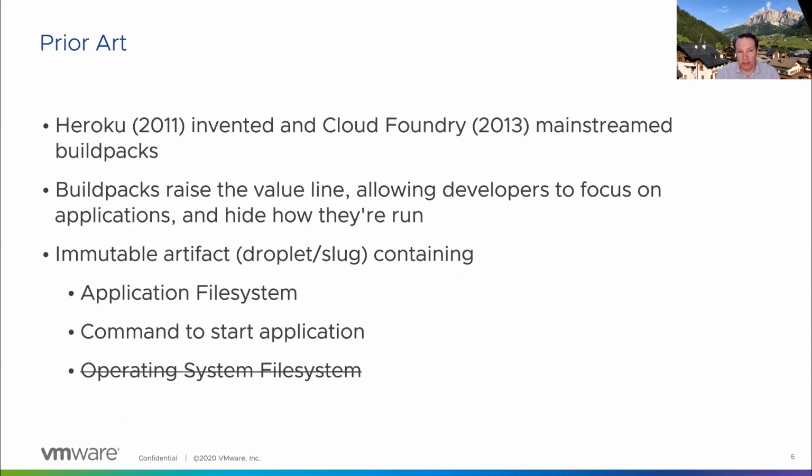So the good news is, there's some prior art for how you might want to deal with the day two problems we see with Dockerfiles, and those are buildpacks. In 2011, Heroku invented them, and then when we came along, Cloud Foundry in 2013, we mainstreamed buildpacks, right? Buildpacks aim to raise the value line. They're effectively a trade-off that says, if you're willing to go into a slightly smaller box, then we can do a bunch of things for you.